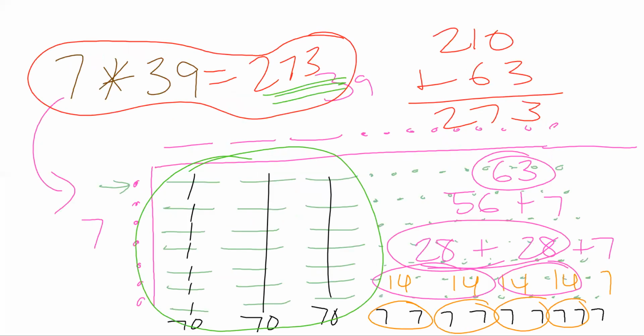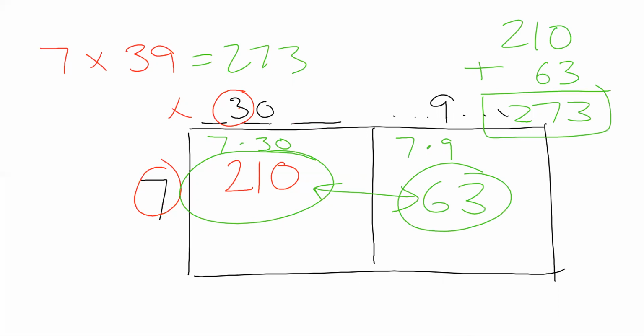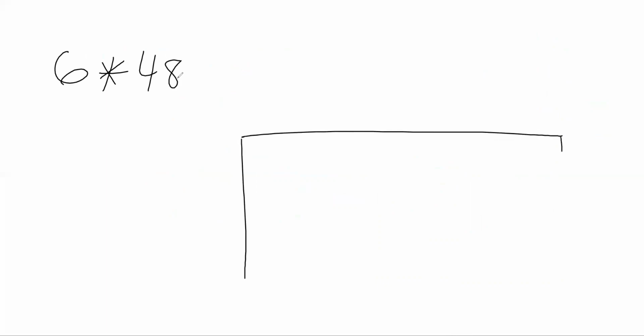But now, instead of this wild work with all this modeling that takes up all these pages, I'm just using my digits. I'm not drawing pictures anymore. I'm just using digits. So let's expand on this, because this is expanded form, really. Let's play some more on this. 6 times 48. Great. Okay, so again, I'm going to make a little graphic organizer.